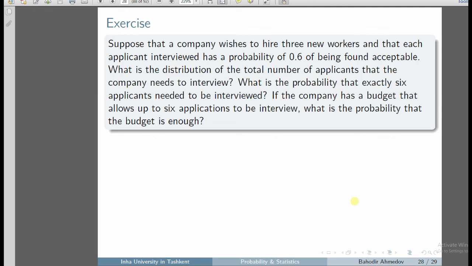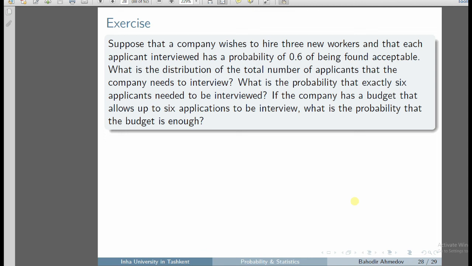3 workers is fixed, right? And the number of interviews might be different. By the way, do you feel the difference between the binomial and negative binomial? In binomial, we fix the number of trials. If it were binomial, I would say I would like to get as many workers as possible. If I do 10 interviews, how many workers can I get? Either 0, or 1, up to 10. This is binomial.